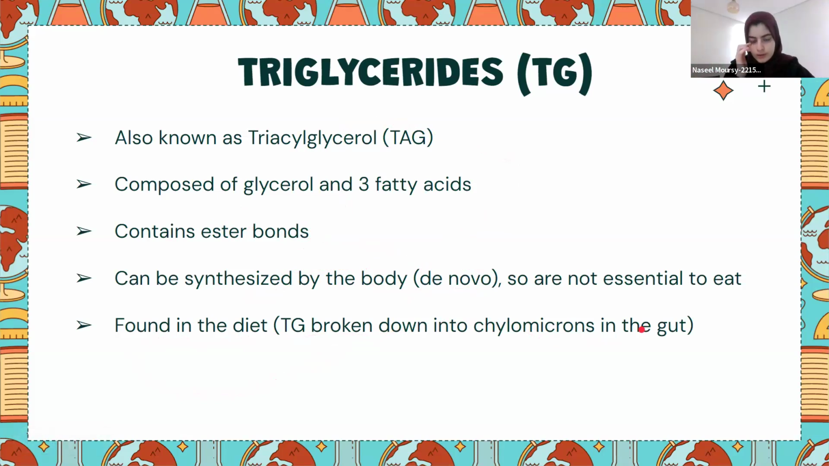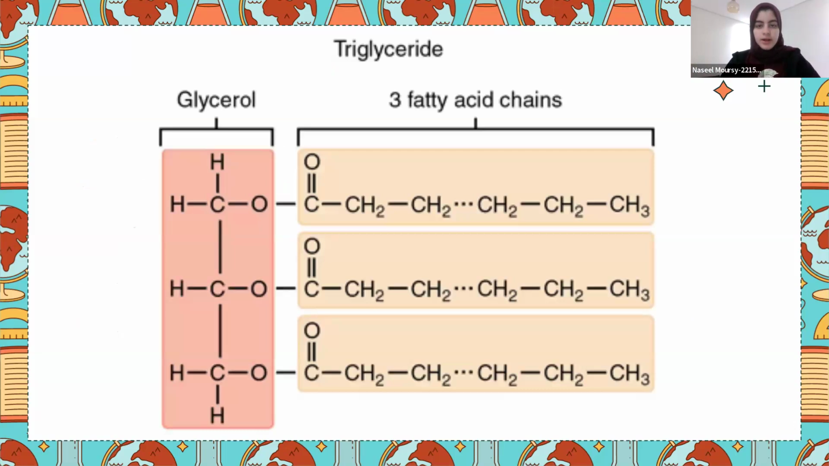Now, I think you guys have done your IT. You guys did your IT, yes. So you already know this. Triglycerides are broken down in the gut into chylomicrons, and these chylomicrons carry them through the blood. Okay, so this is the structure. You have a glycerol molecule and 3 fatty acids. We've already seen how we synthesize the fatty acid chain.